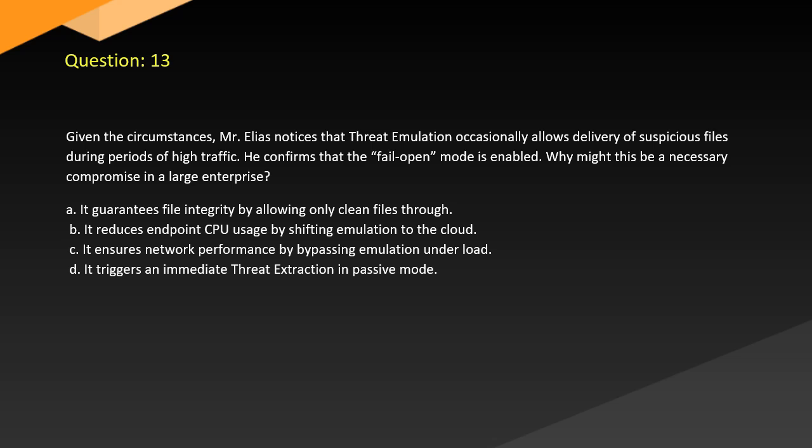Question 13. Given the circumstances, Elias notices that threat emulation occasionally allows delivery of suspicious files during periods of high traffic. He confirms that the fail open mode is enabled. Why might this be a necessary compromise in a large enterprise? A. It guarantees file integrity by allowing only clean files through. B. It reduces endpoint CPU usage by shifting emulation to the cloud. C. It ensures network performance by bypassing emulation under load. D. It triggers an immediate threat extraction in passive mode.